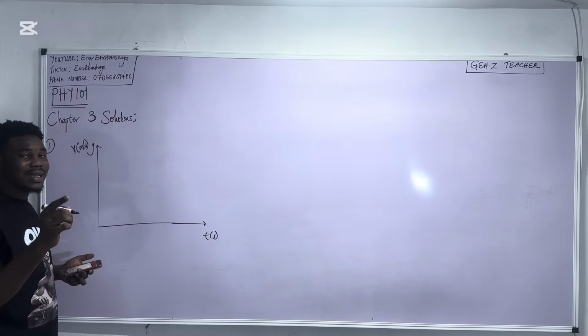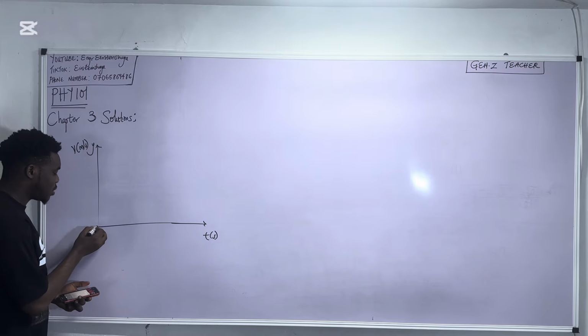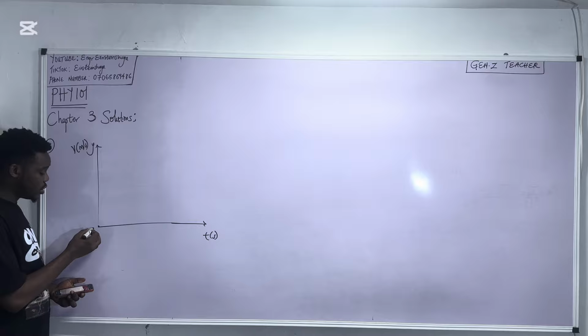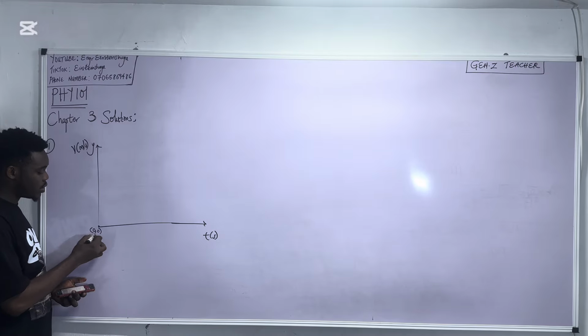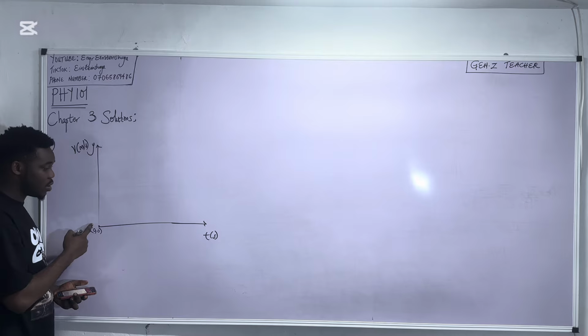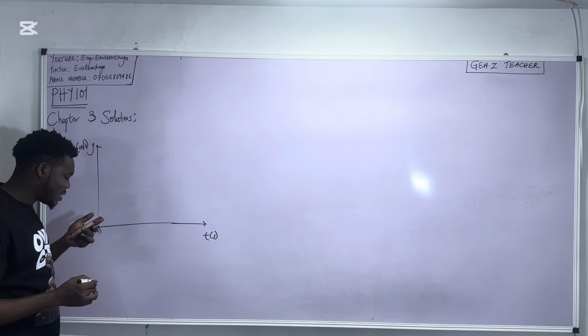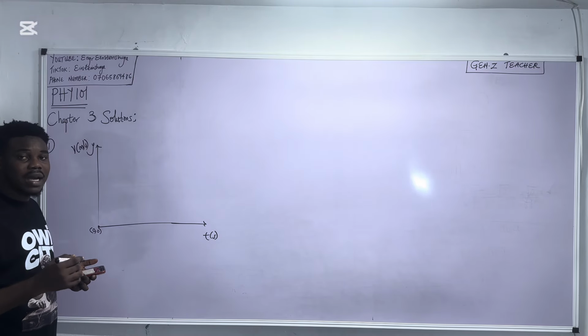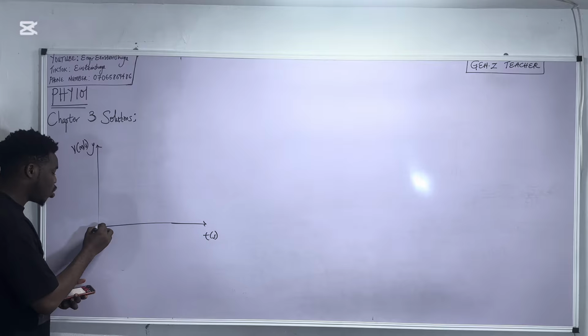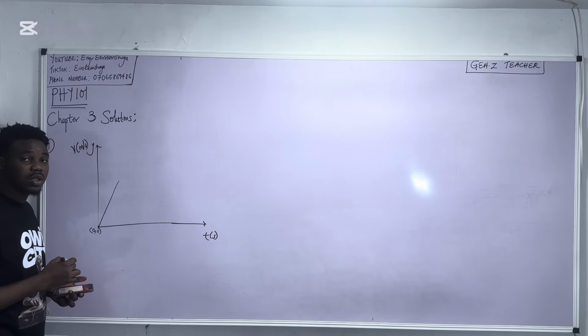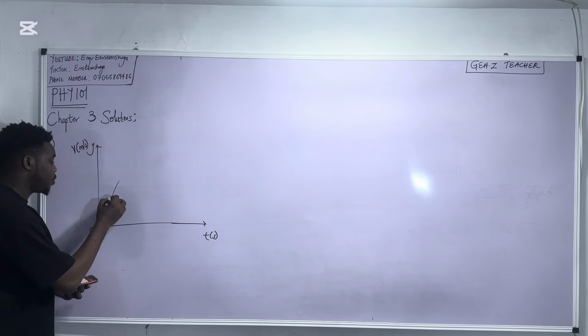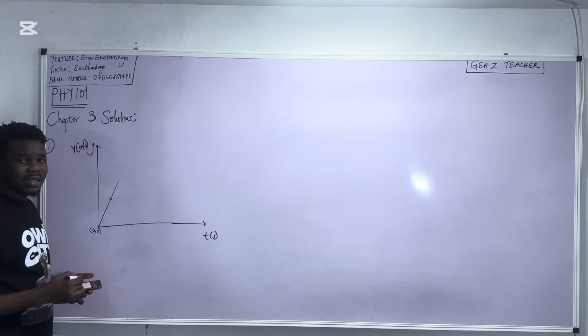Now, since the car starts from rest, it means we're starting from the origin. At the origin in our graph, we have 0, 0. So the velocity is 0 at time t equals 0. So we start from rest and accelerate. For acceleration, we have an upward slope. An upward slope gives us acceleration.